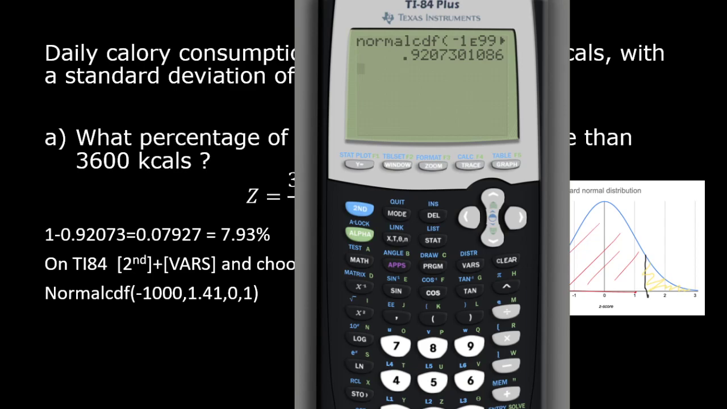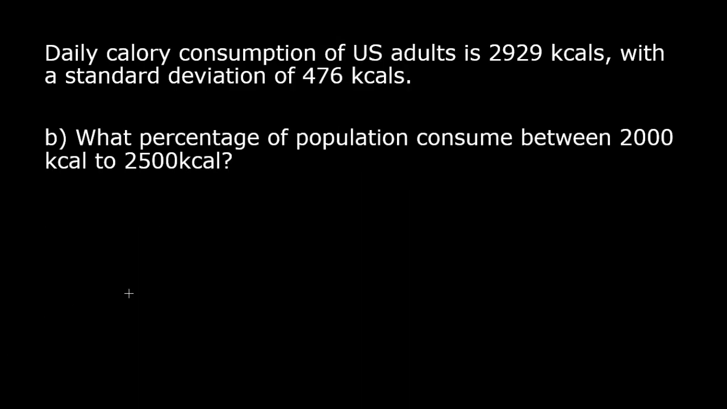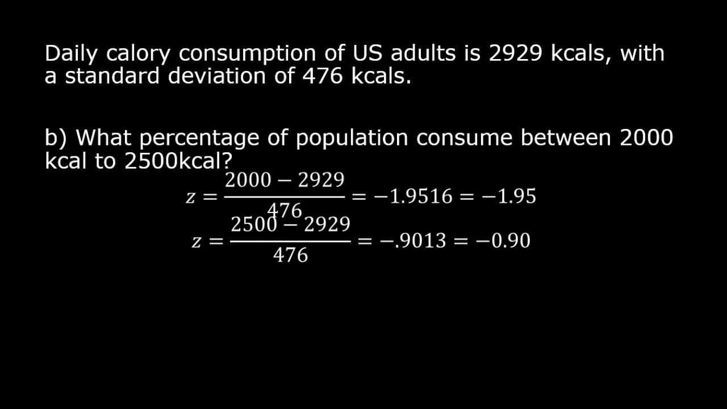Okay, now let's move on. Second question, what percentage of the population consume between 2,000 calories to 2,500 calories? Again, you're doing normal distribution, so if you're given values, you have to convert them to z-scores. So here's what I did. I did 2,000 minus 2929 and divided by 476. It gives you -1.95. I just rounded to the nearest hundredth because if you're using the table, you can't use these extra numbers. Although if you're using a calculator, you may use these as well.